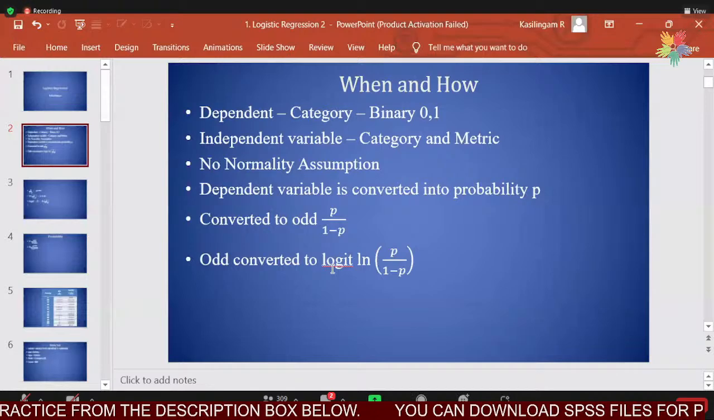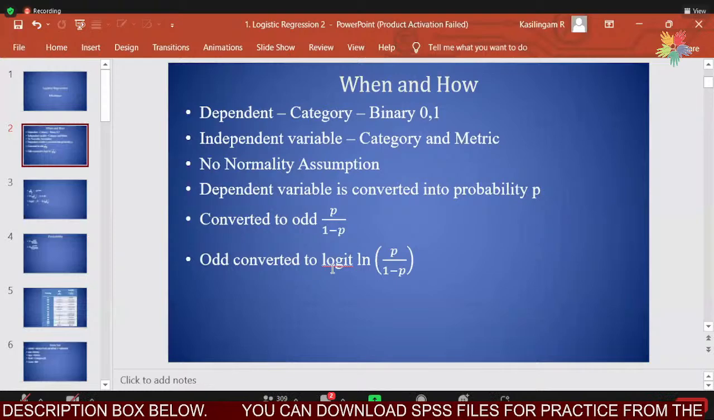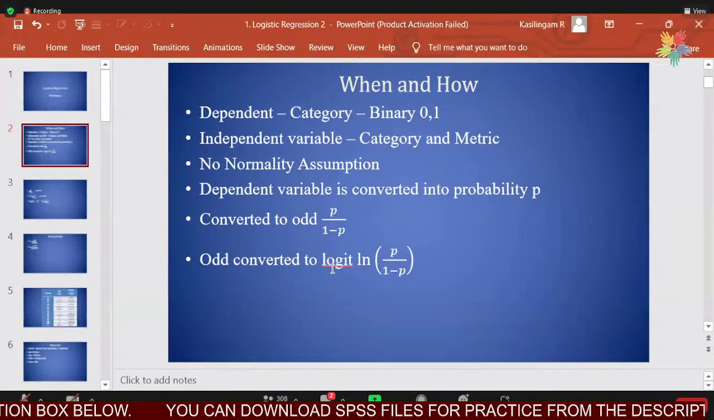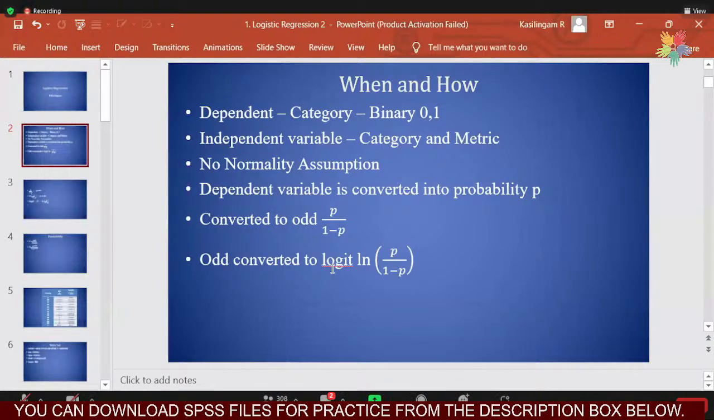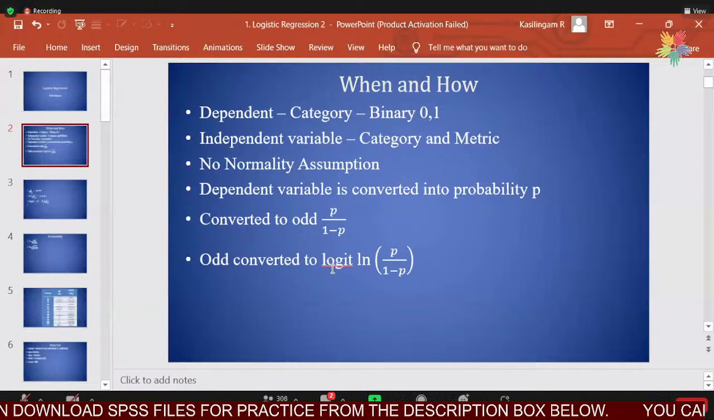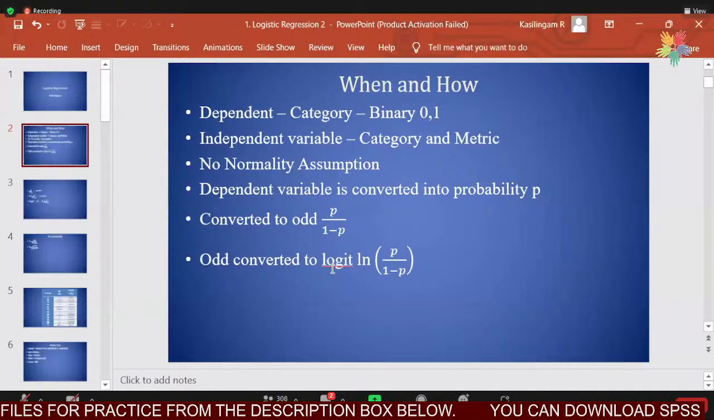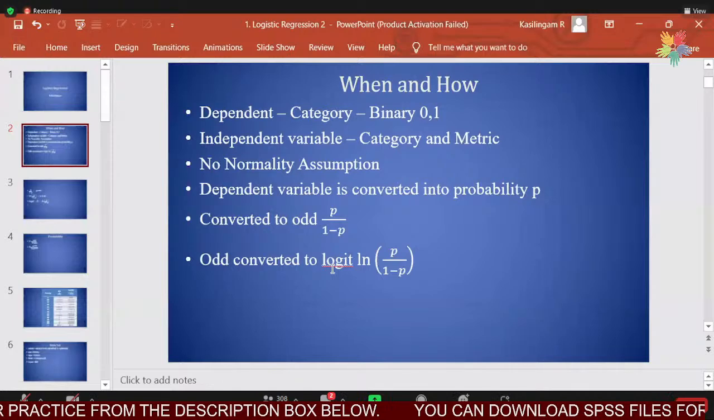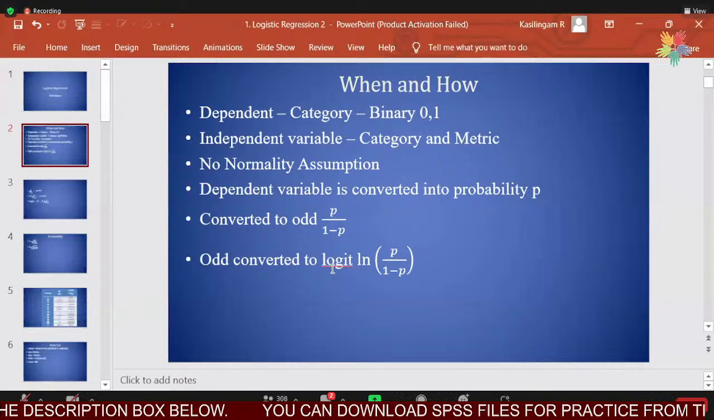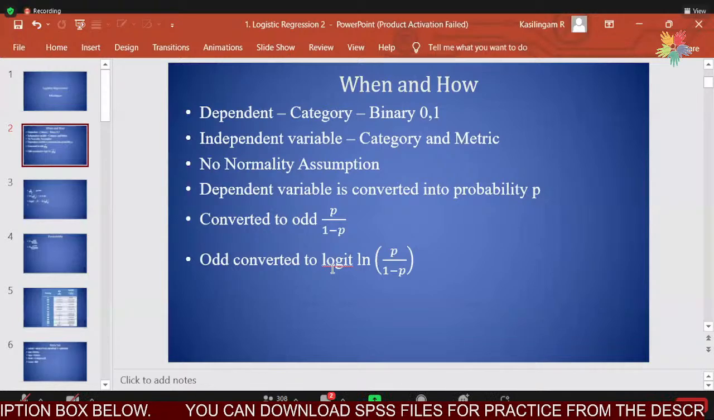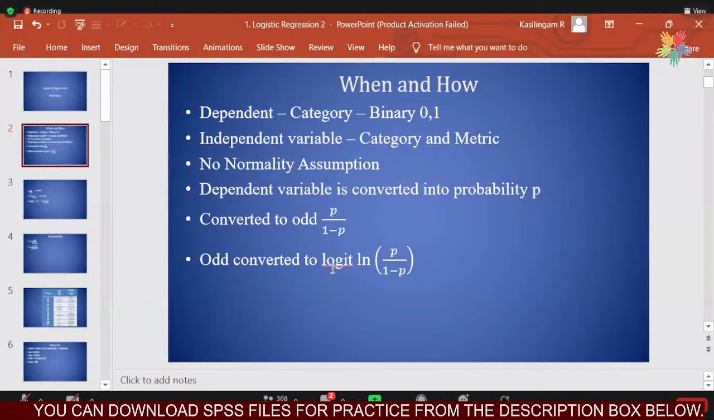So my dependent variable is ln of probability divided by 1 minus probability. One is the probability of getting, another is the probability of not getting. Since my dependent variable is the log of odds, we call it logit. Log, that is why logit. So, logistic regression. Very good.